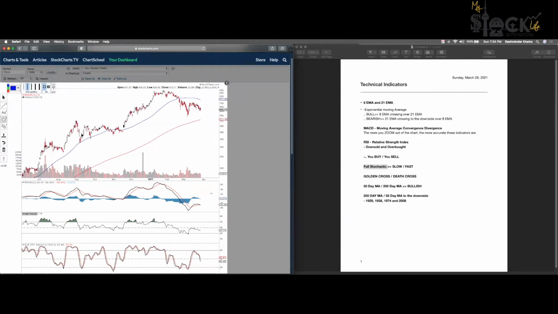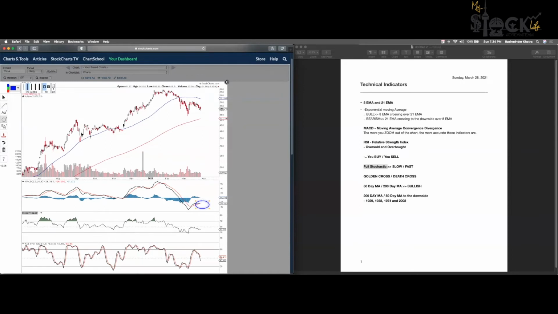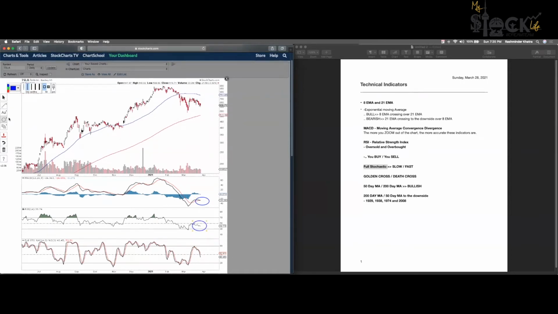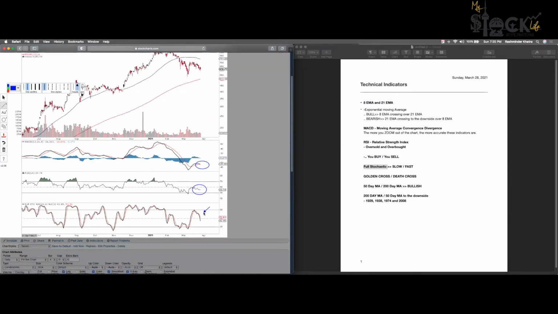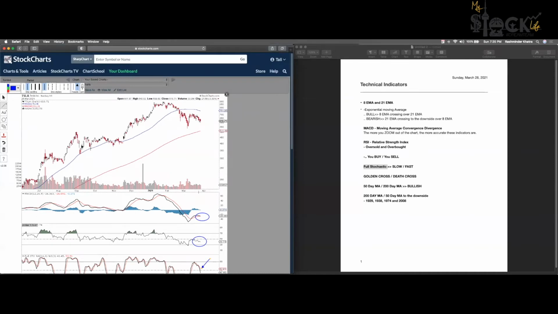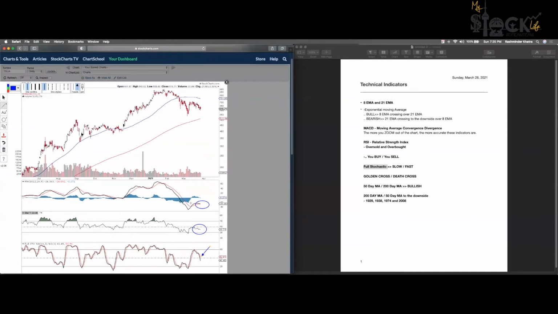So looking at this, the MACD is pointing down. This is bearish, and the MACD is in the bounce zone, but then it's crossing down again, indicating there's more downside. RSI, it failed to go up. It's also coming down, right? The stochastics have fallen down a lot, right here, pointing to more downside. So technical indicators are pointing to more downside in Tesla.